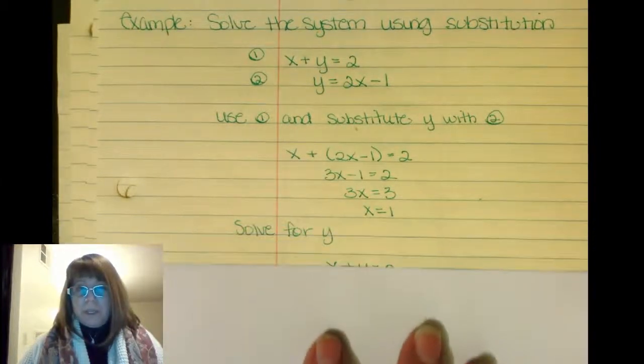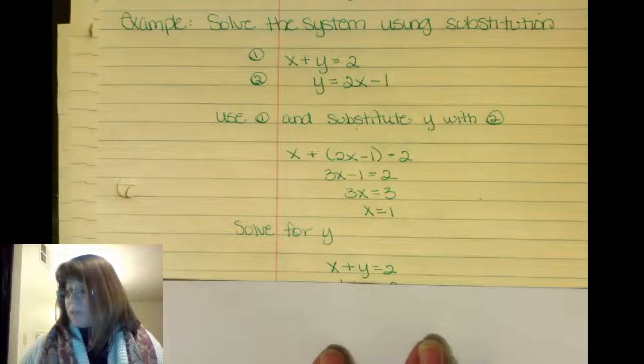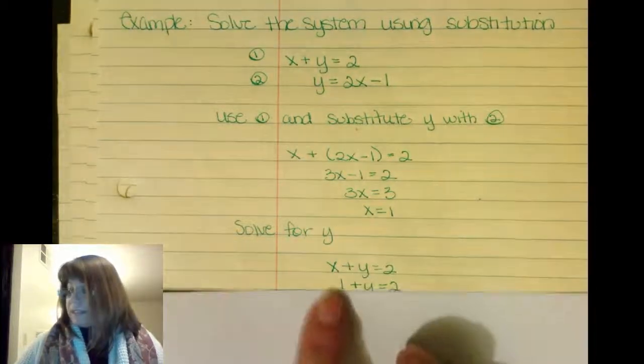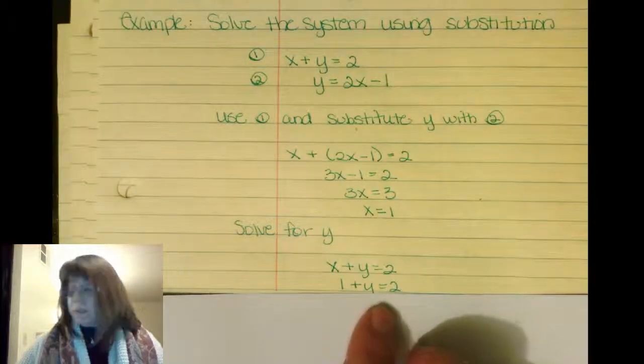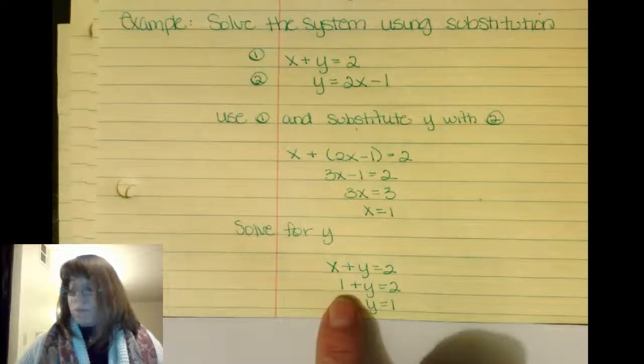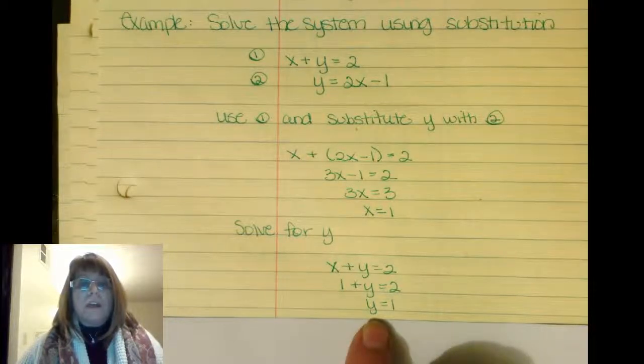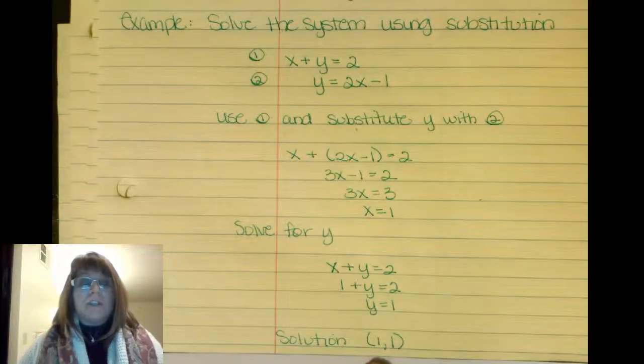I'm going to go ahead and put it into the first equation. So x plus y equals 2. Substituting 1 for x, I have 1 plus y equals 2. Subtract 1 from both sides, so y equals 1. So our solution to this system is (1, 1).